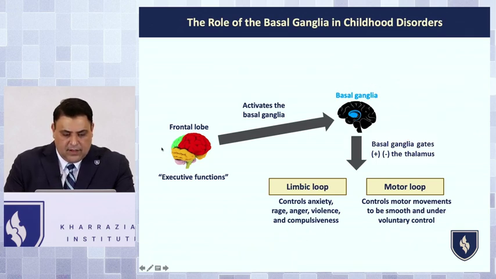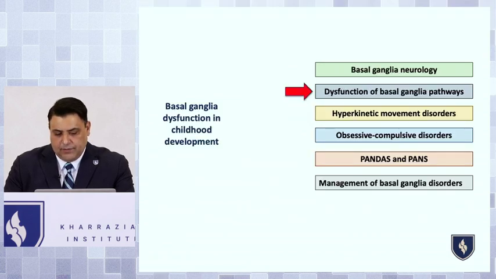So once more time. The frontal lobe activates the basal ganglia. The basal ganglia indirect pathway inhibits the limbic loop and motor loop. And whether the frontal lobe is not functioning well or the basal ganglia is not functioning well, there's this inability to dampen these loops that then lead into impulsivity and compulsiveness and OCD and hyperkinetic movement disorders. Okay, let's get into showing you some of these.